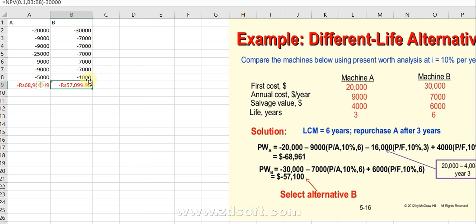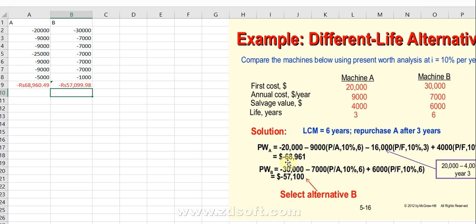And similarly for alternative B, -30,000 is the initial cost, -7,000 is the annual cost for 6 years, and the salvage value at the end is +6,000, which comes to -1,000, and it gives us -57,000. Now you have to see which alternative has the lower present worth cost, and that would be selected. And this is alternative B in our case, and our answer matches with the manual calculations.